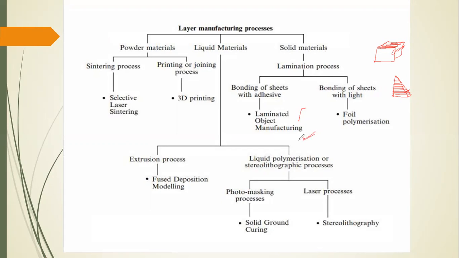Okay, so this is a brief classification of the varieties of manufacturing processes. This is the main classification. The only thing you should know is that this is based upon the material: powder material, liquid material and solid material. Based upon the material, the additive manufacturing processes have been classified as follows. So let me go through.